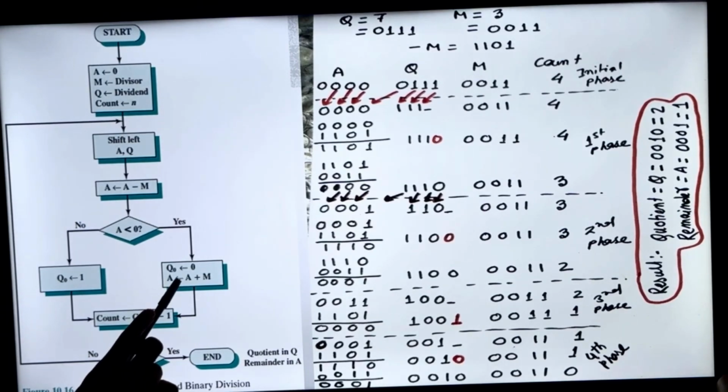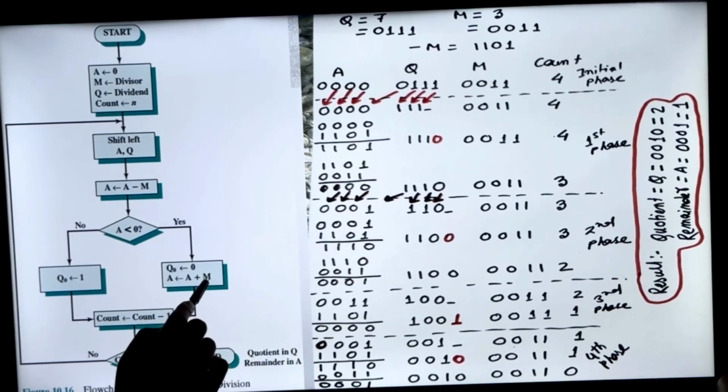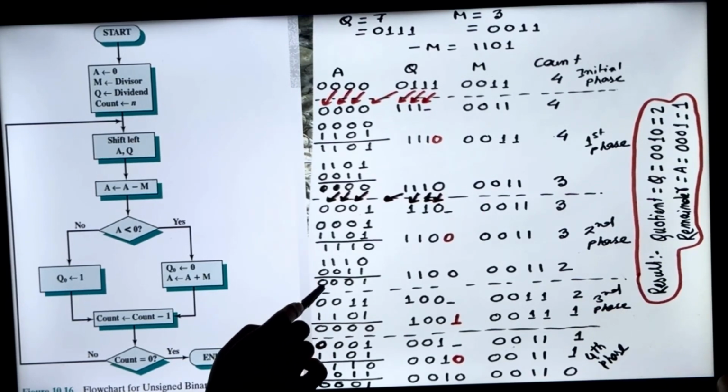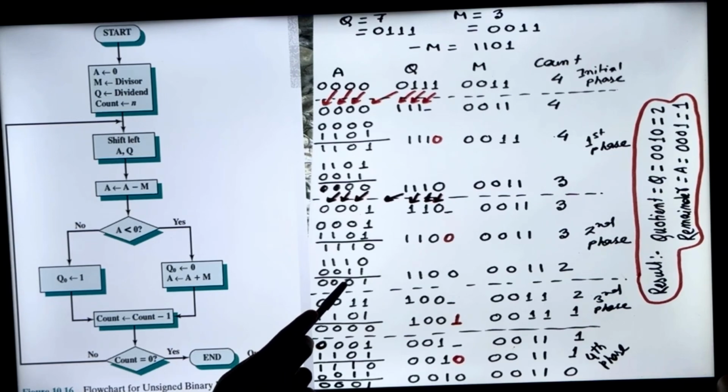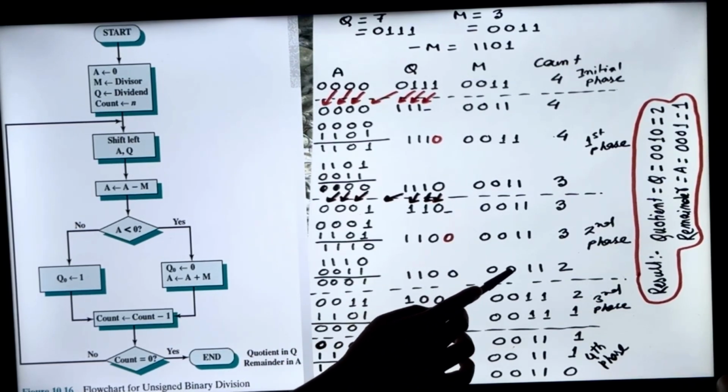Again, I have to do A equals A plus M. Do it. What is my current A now? The current A is 1110. And what is my M? M is 0011. Just add it. 0 plus 1 is 1, 1 plus 1 is 0. You have a carry out bit. So 1 plus 1 is 0, 1 plus 1 is 0. 0, 0, 0, 1. And this one is 1, 1, 0, 0. This one is 0, 0, 1, 1.